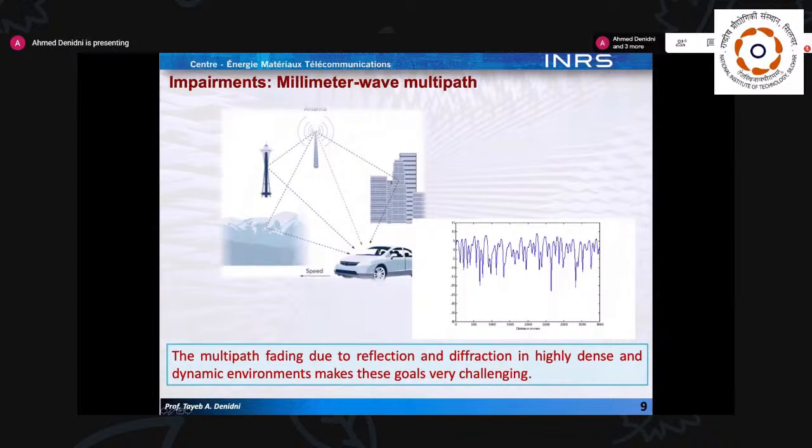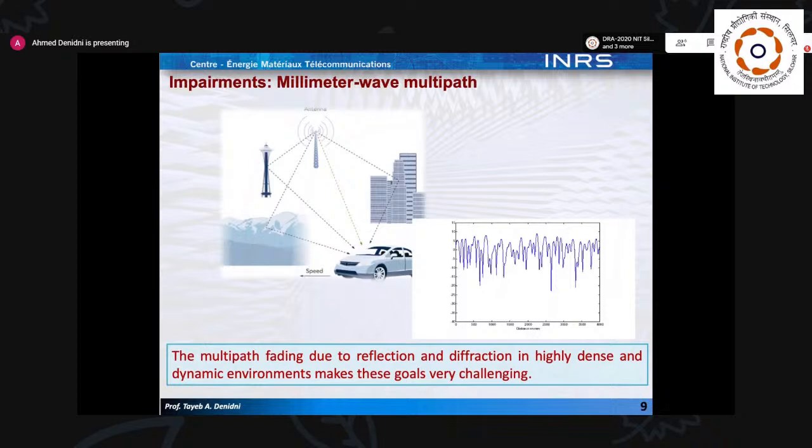You have the receiver, and at the receiver, these paths combine and can generate a fluctuation in the received signal. To compensate and resolve this problem, generally we use a smart antenna, phased antenna array, or antenna with a configurable radiation pattern. This is the problem. There are two problems.